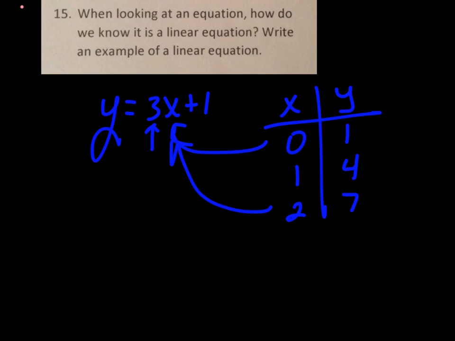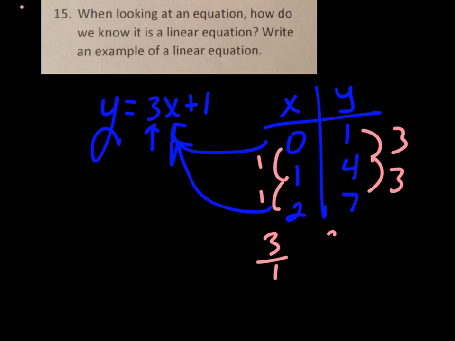And then basically what I can do is I can test my ratios. To get from 1 to 4 is 3. To get from 4 to 7 is 3. To get from 0 to 1 is 1, and from 1 to 2 is 1. Therefore, they all have a ratio of 3 over 1. Therefore, since the ratios are the same, it is a linear function.